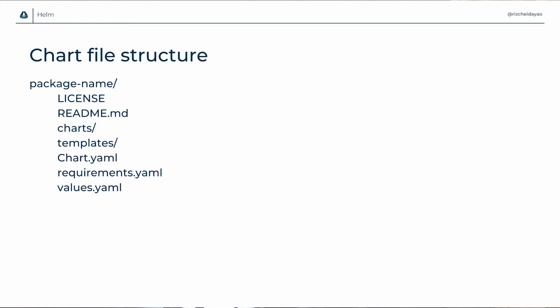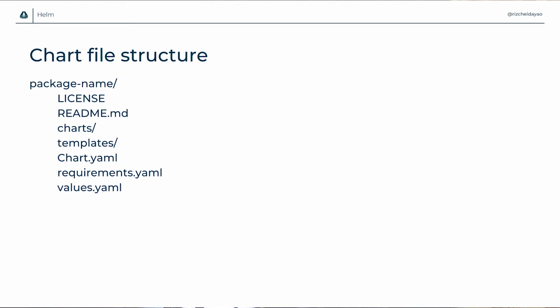So now I'm going to show you what a typical chart looks like. So you would have your package name, and if you just want to look at stable public ones, you can just go on Google. There's one for WordPress, Ingress, anything you think of. But this is the usual structure of that package.